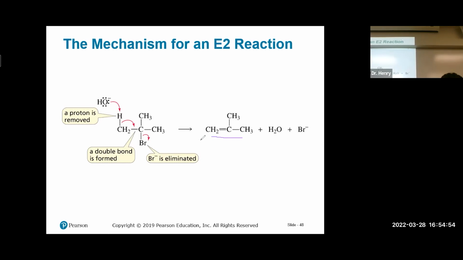And so you guys are going to end up with 2-methyl-1-propene, sorry, propene, and water and bromide ion. Okay. The key is that the halogen that comes off, it's going to be freed, and it's going to always be the ion.